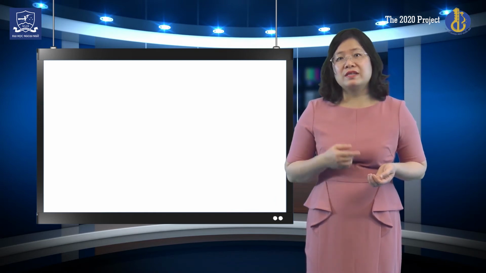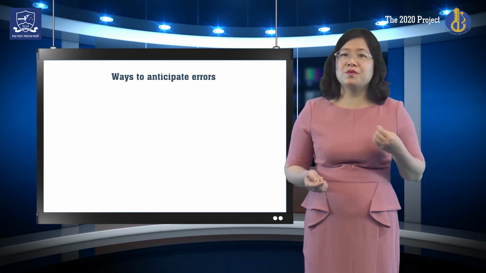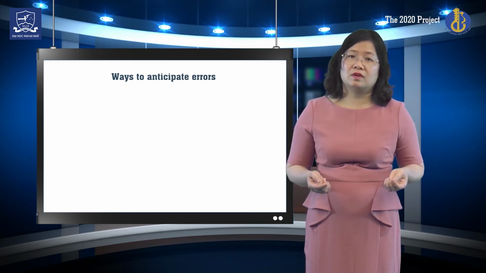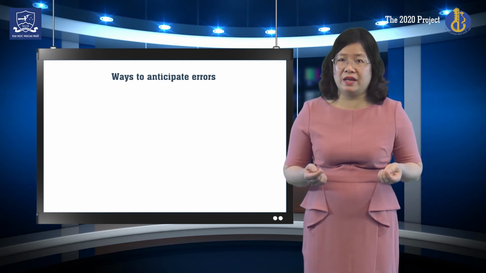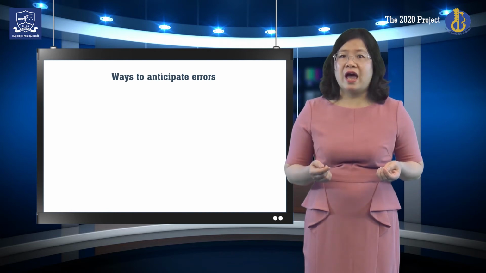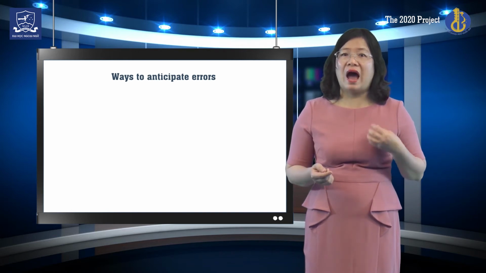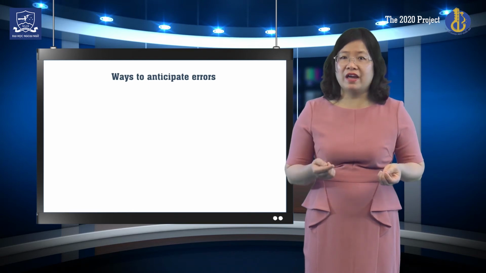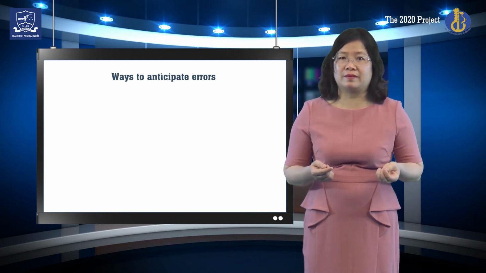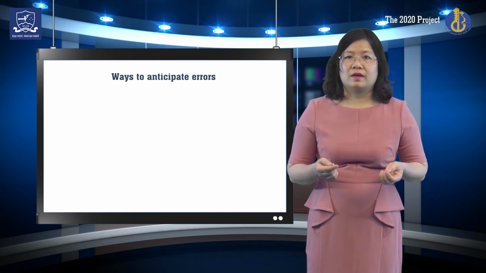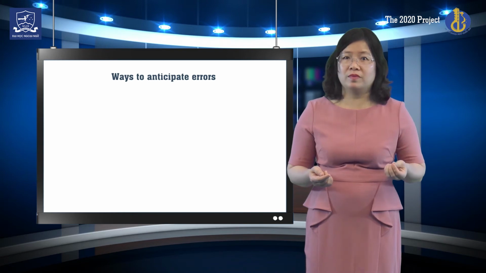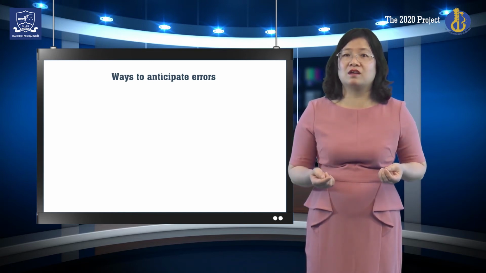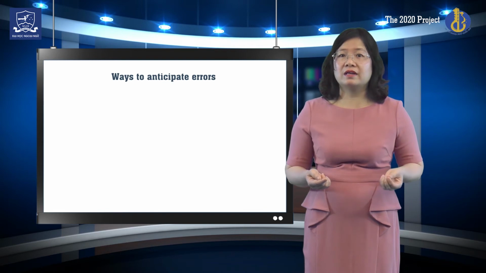So, how can teachers anticipate and help students avoid errors? Obviously, students are less likely to make errors of meaning if the language has been presented well with adequate highlighting, clarifying, and checking of understanding. And they are less likely to make errors with the form if they have been given sufficient controlled practice in saying and writing the language.